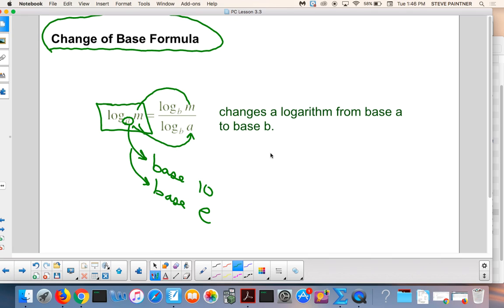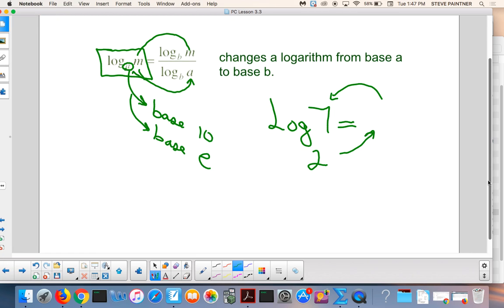So if I gave you this, what is the log of 7 base 2? Can anybody do that in your head? Can you tell me the answer? 2 to what power is 7? I know 2 to the third is 8. I don't know. So because I don't know this, I'm going to change the base.